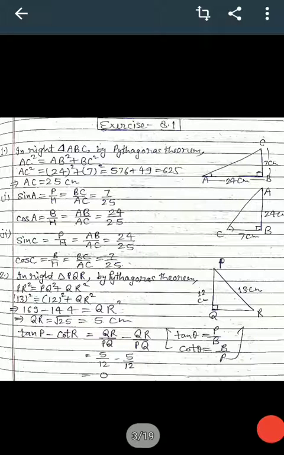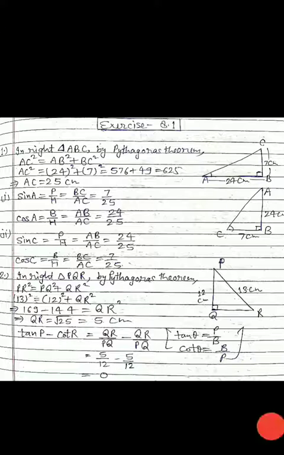Now question number 2. The second question is, in the following figure, find tan P minus cot R. So there is a triangle, PQR is a right triangle. For triangle PQR, we use Pythagoras theorem. PR square equals PQ square plus QR square. Putting the values, PR is 13, so 13 square equals 12 square plus QR square. 13 square is 169 equals 12 square, 144, plus QR square.